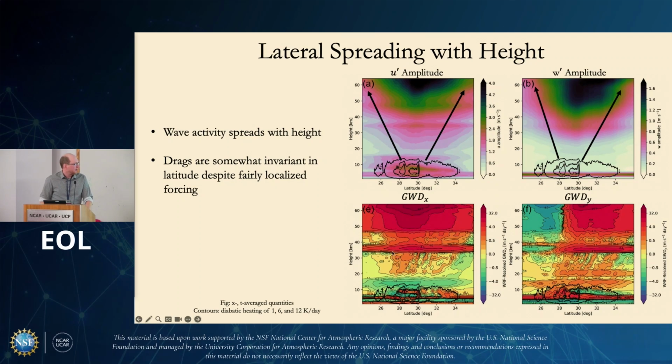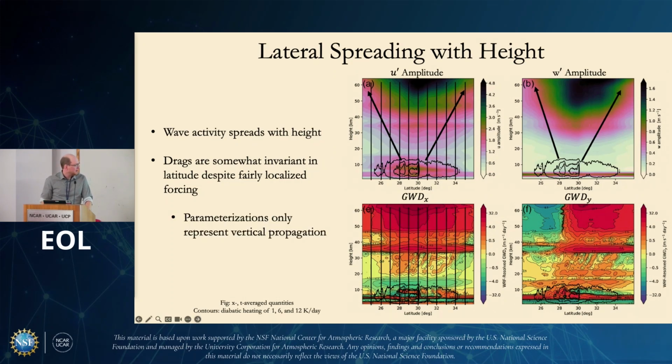But when we look at the drags, what's kind of interesting is despite this localized diabatic heating, the drags themselves, which are the body forces that will be applied by the small scales onto the larger scales, are kind of invariant in latitude, despite the pretty localized forcing. So again, this is highlighting the importance of lateral propagation and showing that not only do these waves propagate far, when they do, their drags are almost as significant as the drags directly above.